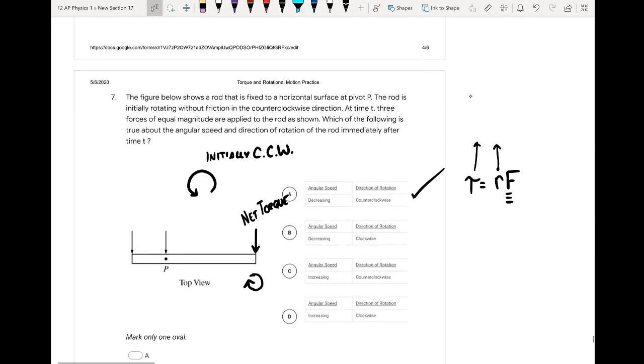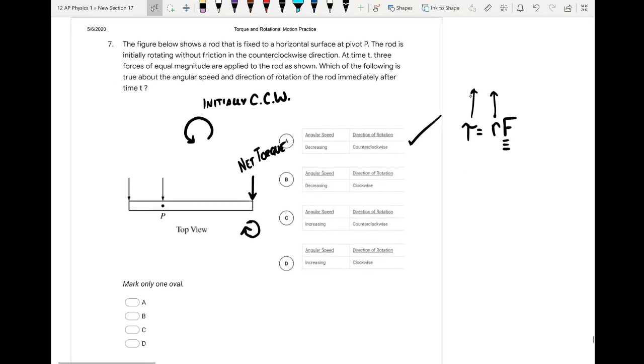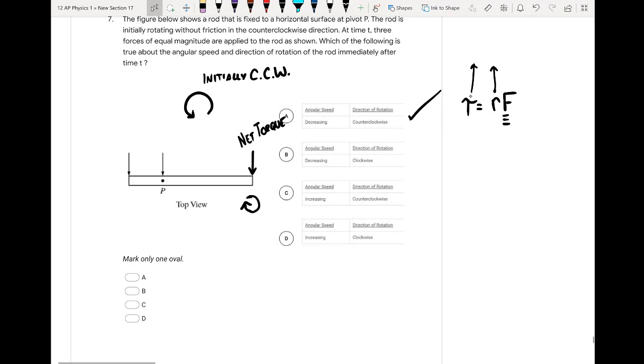All right, with this one, the figure below shows a rod that is fixed to a horizontal surface at pivot P. The rod is initially rotating without friction in the counterclockwise direction. So it's initially rotating counterclockwise. At time t, 3 forces of equal magnitude are applied to the rod as shown. Which of the following is true about the angular speed and direction of rotation of the rod immediately after time t? So it's initially going counterclockwise, and that's kind of a big deal in this question.